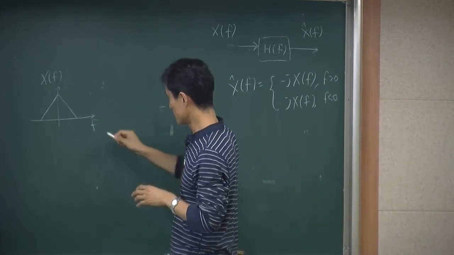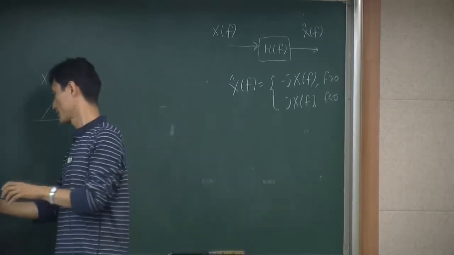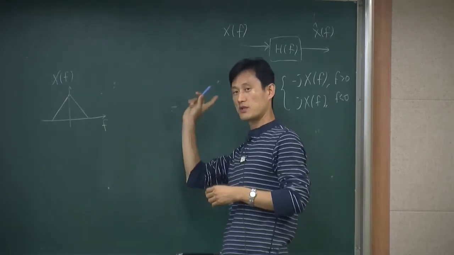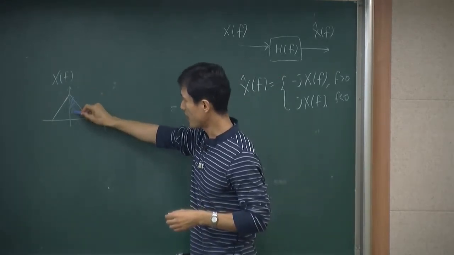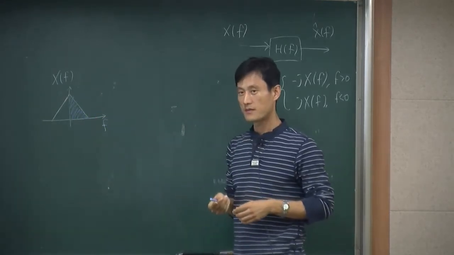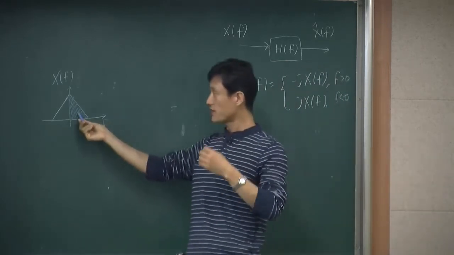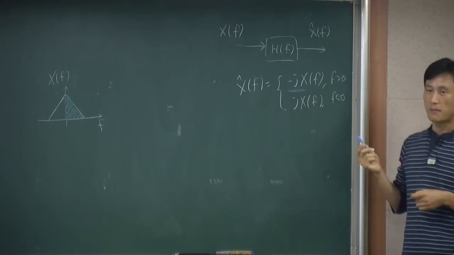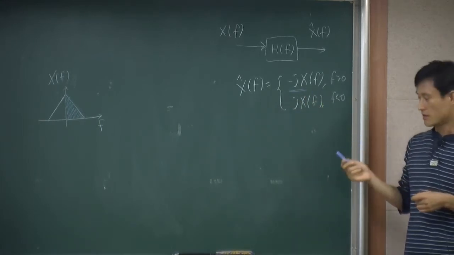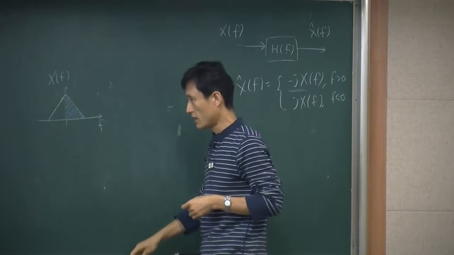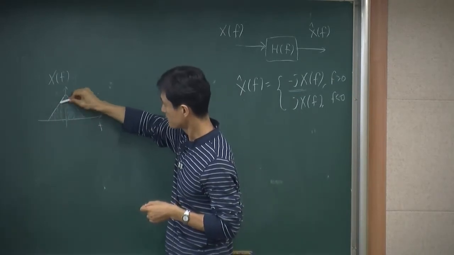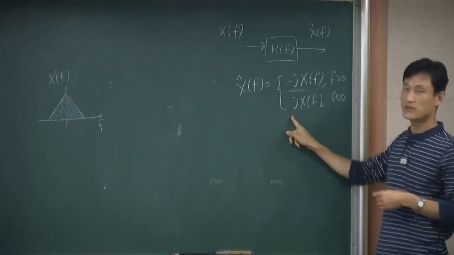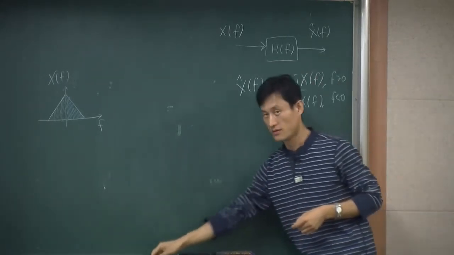So what you can understand now is that this is the input to the Hilbert transformer. Let's think about this positive frequency. What that means is you are having minus 90 degree phase rotation. And this negative frequency, the white one, has 90 degree phase rotation. So let's do that.